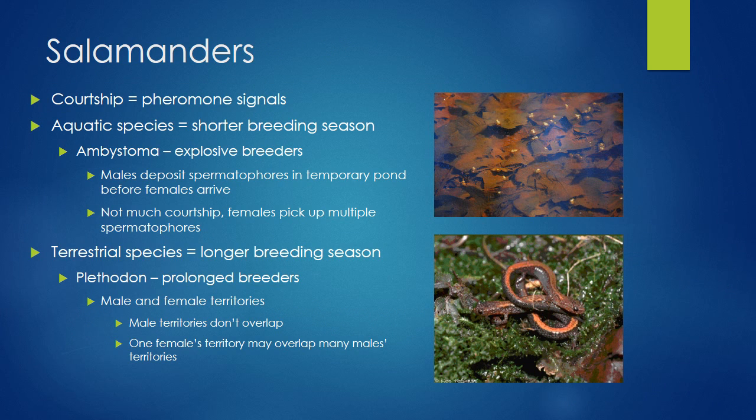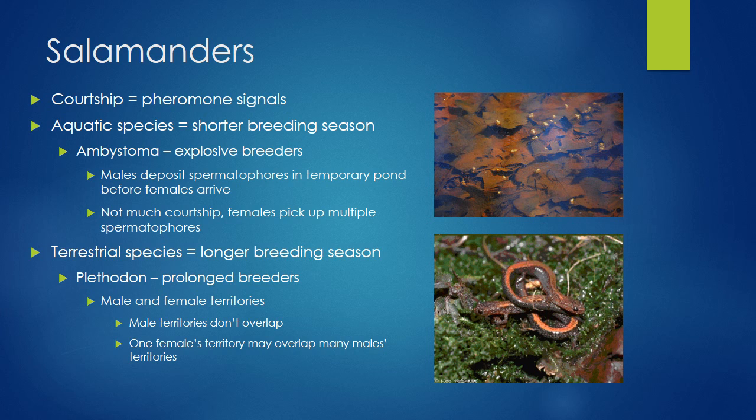So let's look specifically at salamanders. Courtship happens mainly based on pheromone signals. Salamanders don't really call to each other. Aquatic species generally have a shorter breeding season. Ambystomatidae are called explosive breeders, which means that breeding happens pretty quickly. Males deposit spermatophores in temporary ponds before the females arrive, and these little white spots are spermatophores. They're just little mounds of sperm. There's not a lot of courtship. Females will come and pick up those spermatophores.